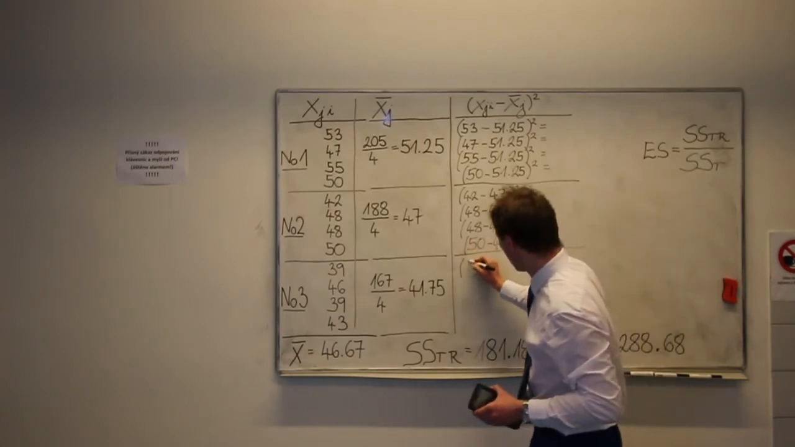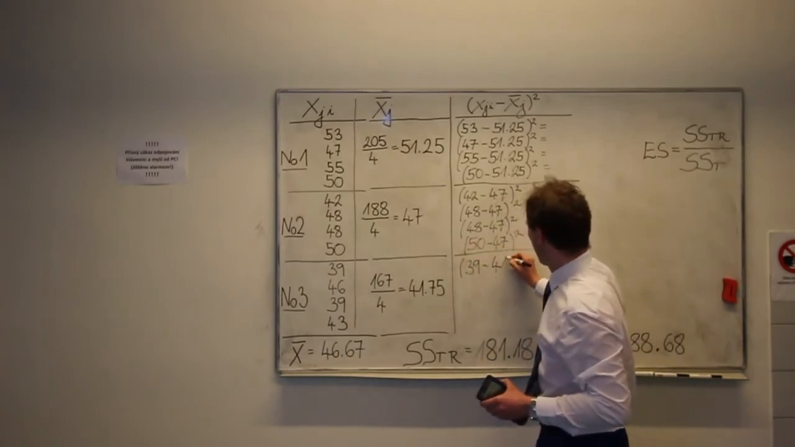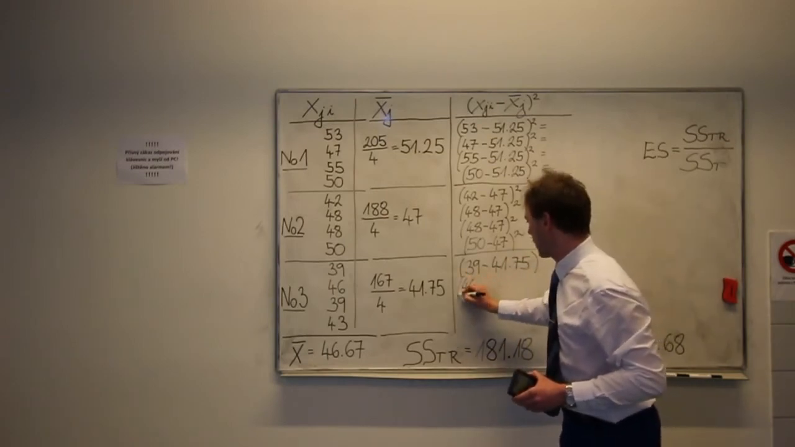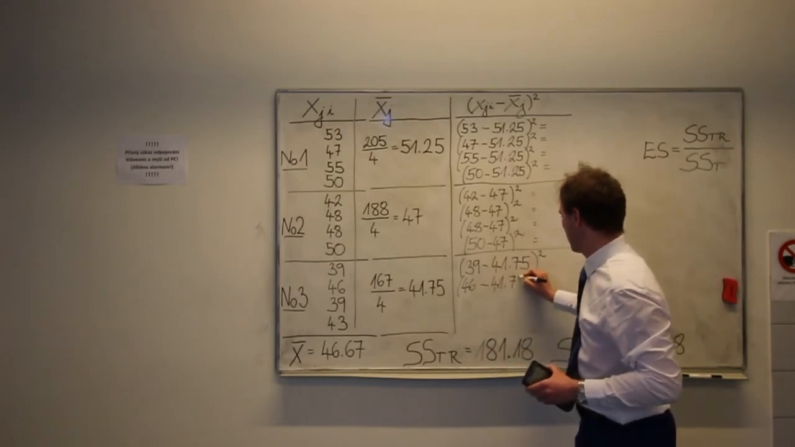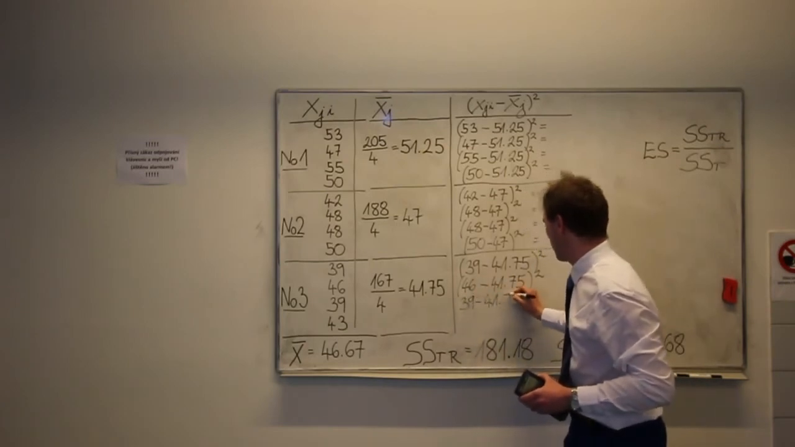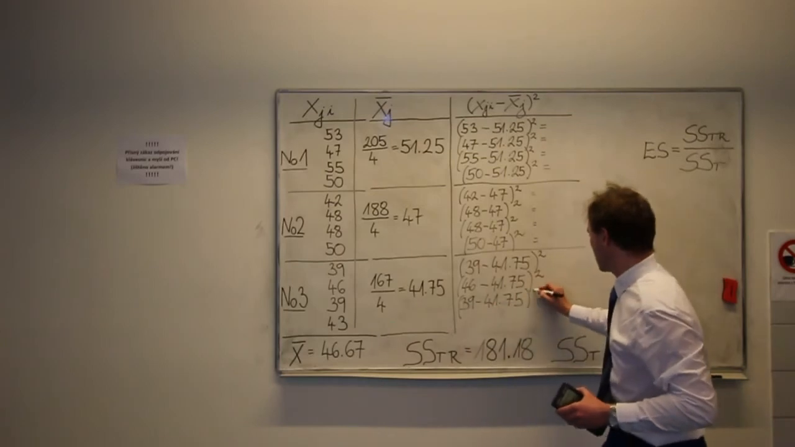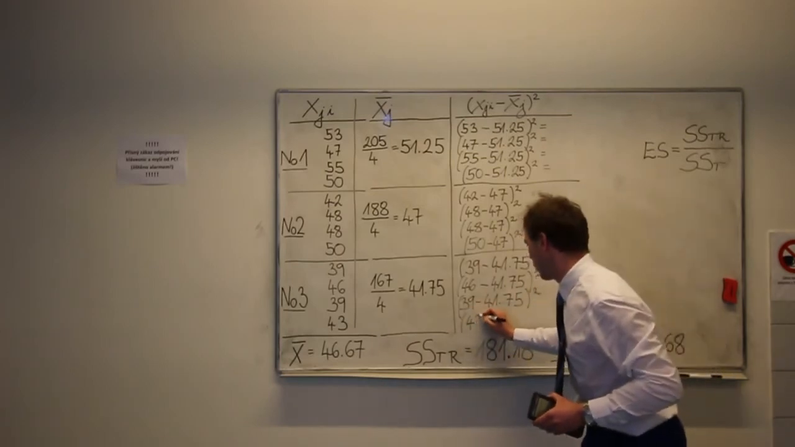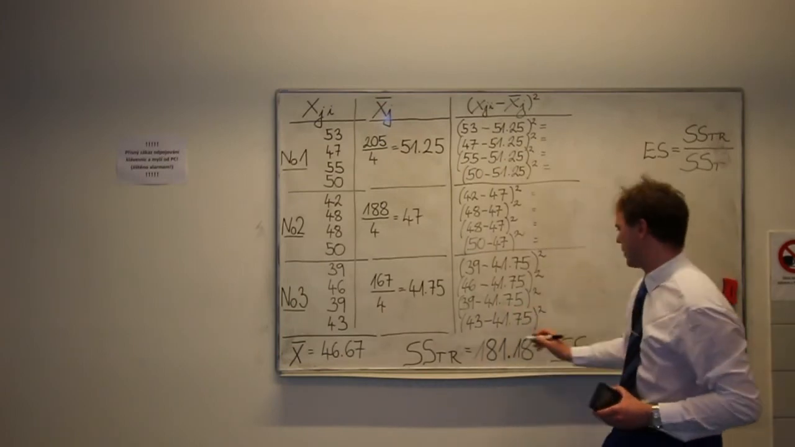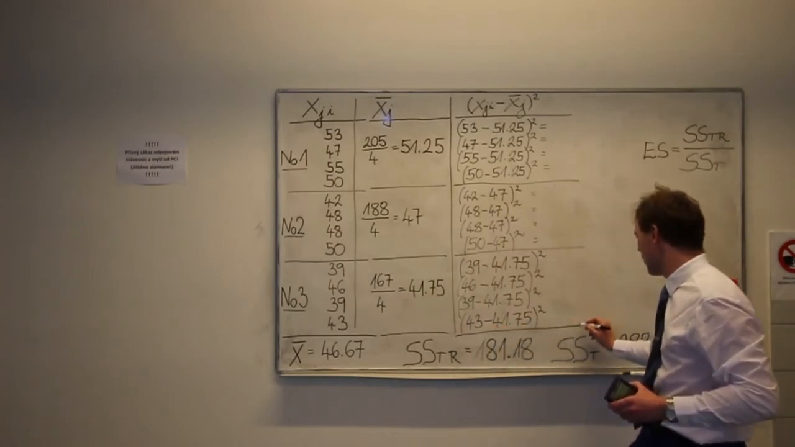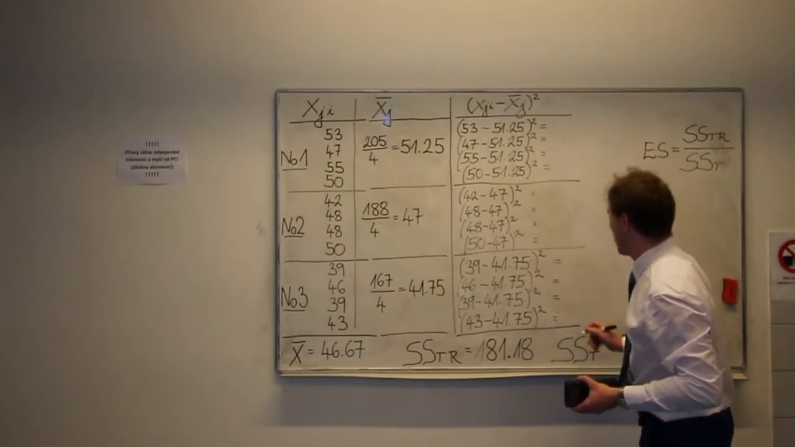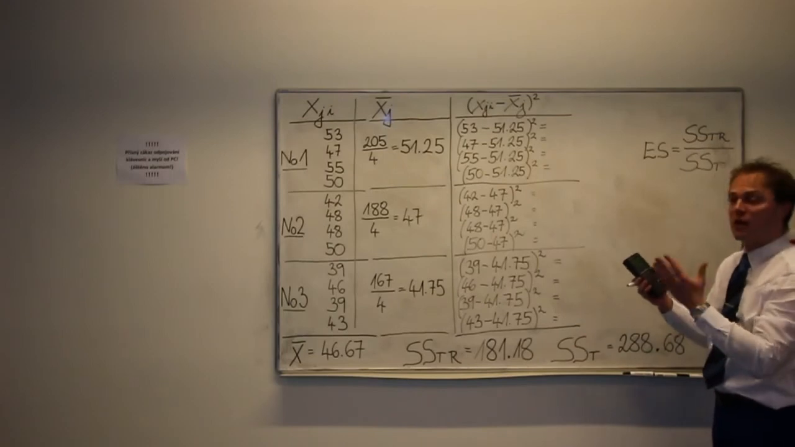So 39 minus 41.75 squared, 46 minus 41.75 squared, 39 minus 41.75 squared, and finally 43 minus 41.75 squared. So again the line, but oof, there's the end. Equal sign, equal sign, equal sign, equal sign, and again 12 individual values.